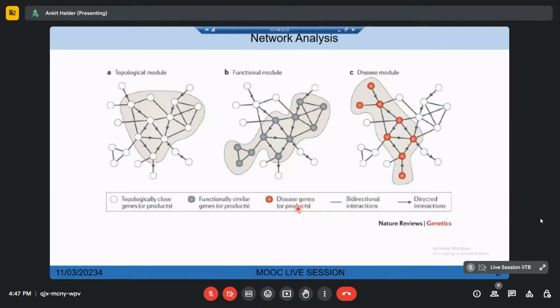Now, if we try to find the modules for understanding the network, there are different modules, and there are different graph theories in mathematics to understand how these genes or proteins are interacting with each other, what their directionality is, and what their influence is over each other, to understand our disease system very well.